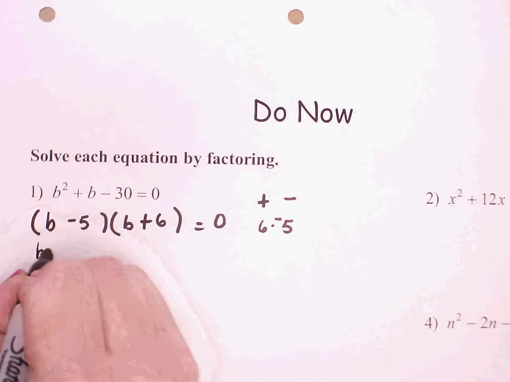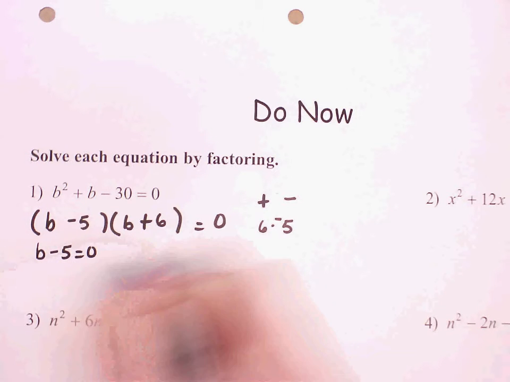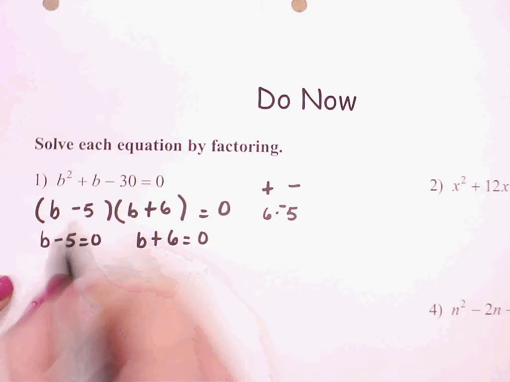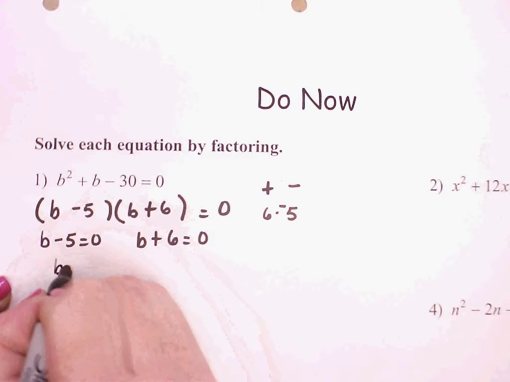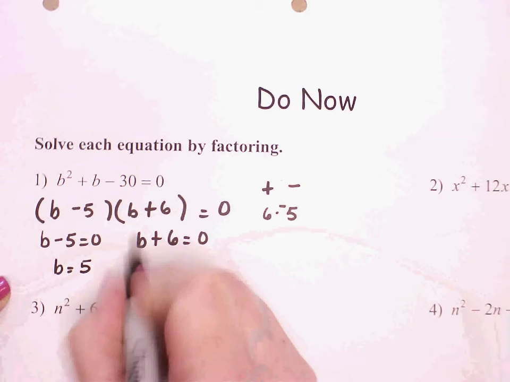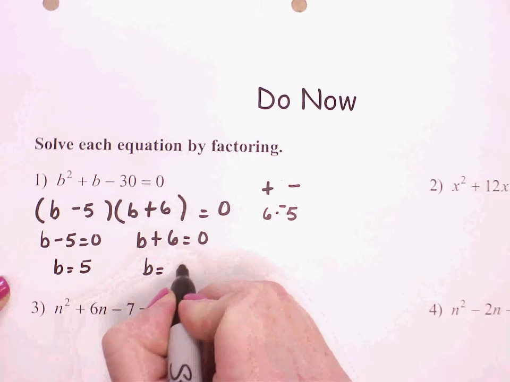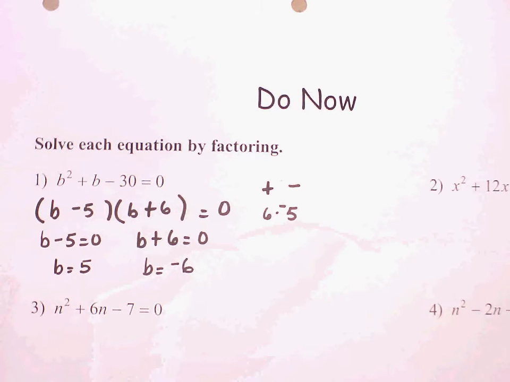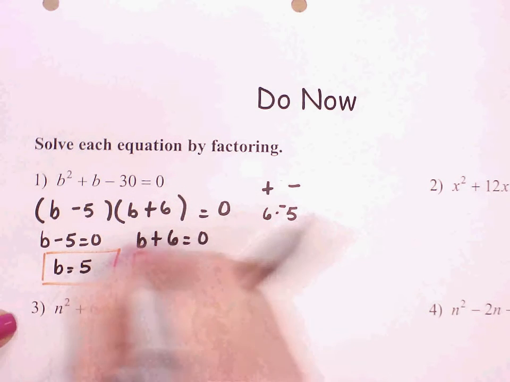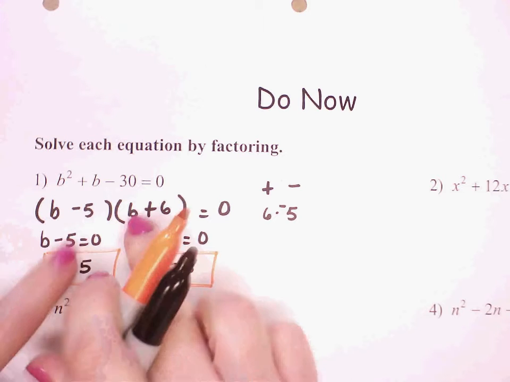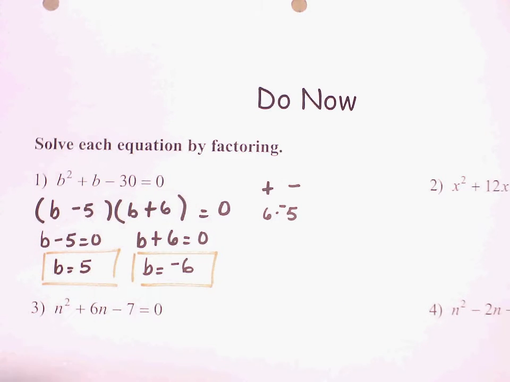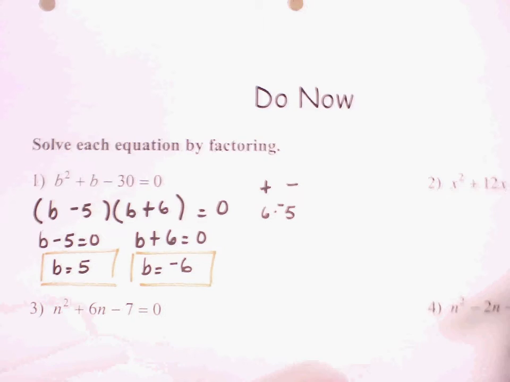And then this is where you say b minus 5 equals 0, b plus 6 equals 0. And then to solve for b, add 5. And then to solve for b, minus 6. Very good. So these were your two solutions. Not factors. These are the factors. These are the solutions. All right? Let's go to number 2.